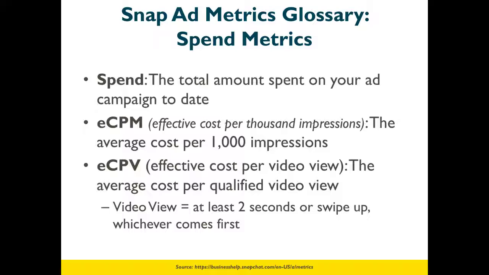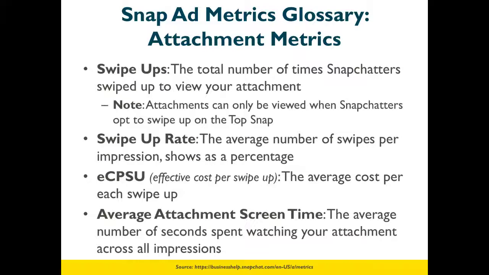And then you have your eCPV, your effective cost per video view, and this is the average cost per qualified video view. And again, the video view is at least 2 seconds or a swipe up, whichever comes first. To define swipe up, that's the total number of times Snapchatters swiped up to view your attachment. And the attachments can only be viewed when the Snapchatter opts to swipe up on the top snap. The swipe up rate is the average number of swipes per impression, and that number is given to you in a percentage.